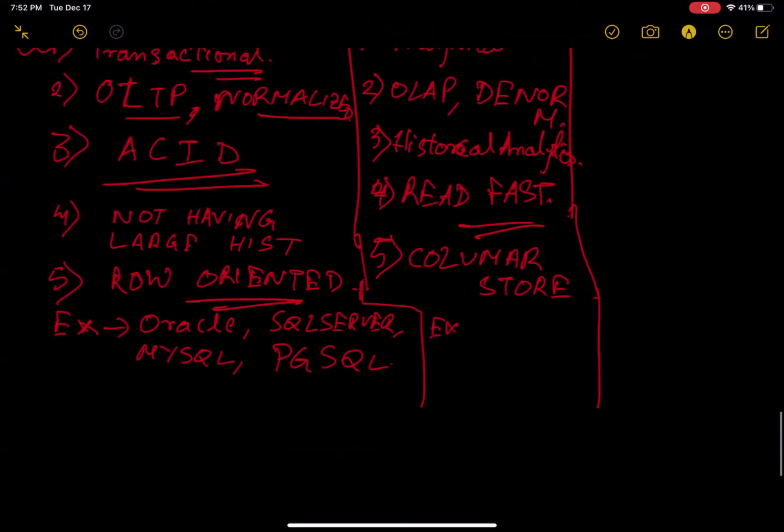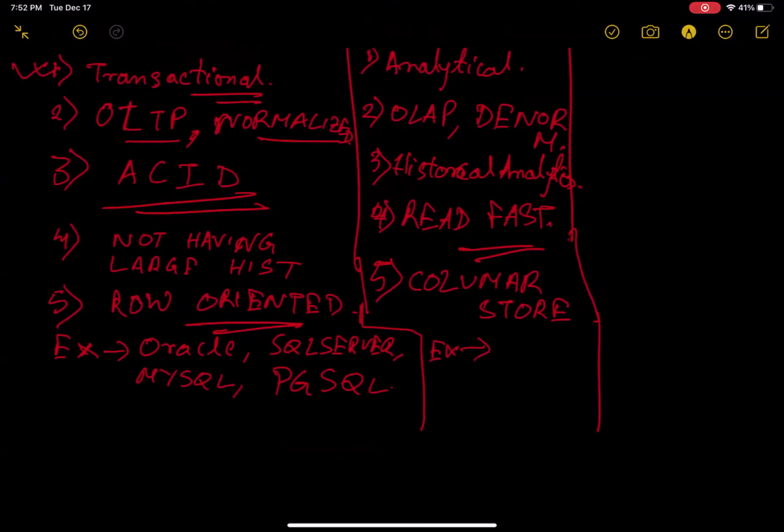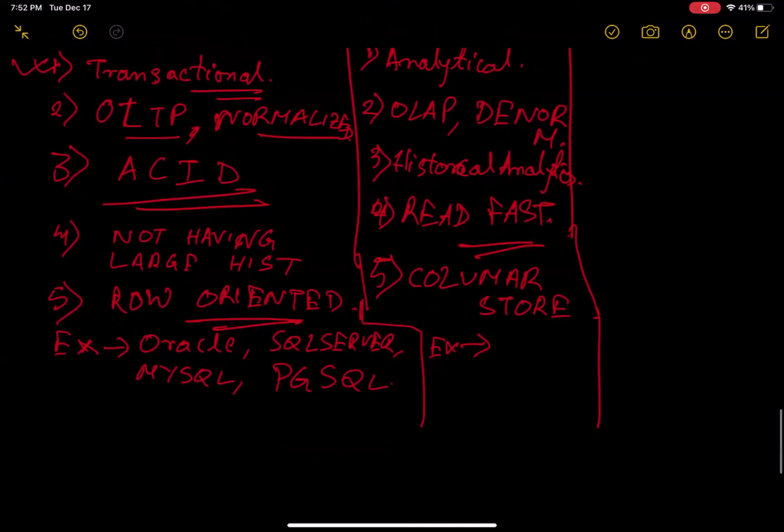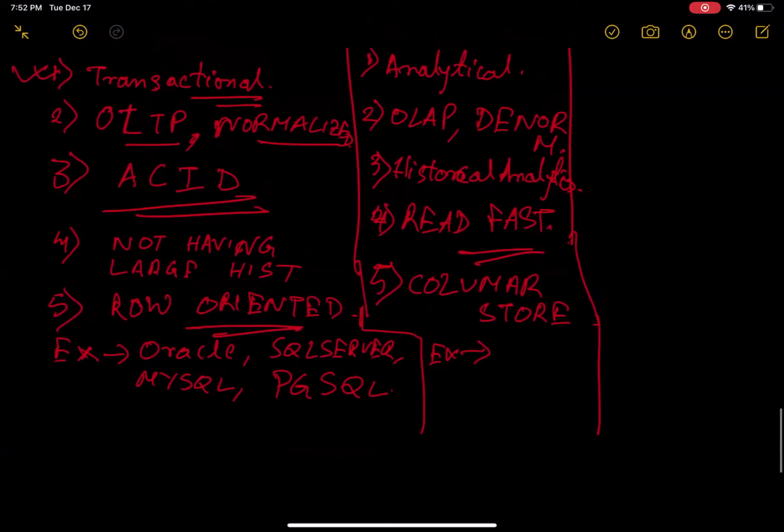I'm not going into all those details, but in terms of examples, can you give me some examples of, say, highly analytical or cloud data warehouses? Cassandra. Cassandra is columnar, yes, of course.